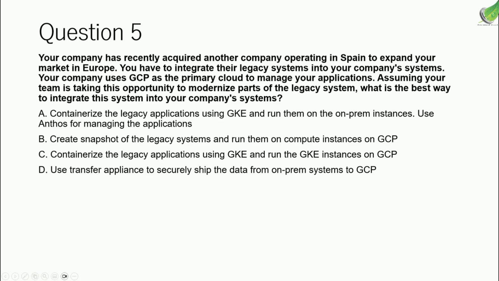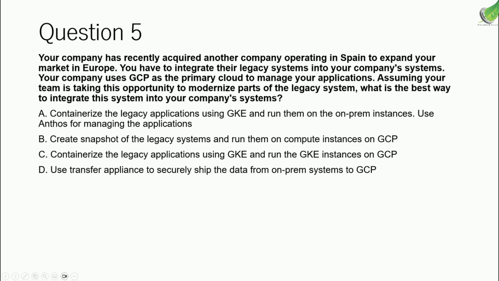The first keyword is integrate. We need a solution that can connect and provide unified management for both the old on-premise systems and the new systems on GCP. The second keyword, and this is the most important one, is modernize. The solution shouldn't be a simple lift and shift migration. It must involve improving and upgrading the system's architecture. Therefore, the ideal solution must meet both of these criteria. It has to upgrade the application architecture and provide management capabilities for a hybrid environment.